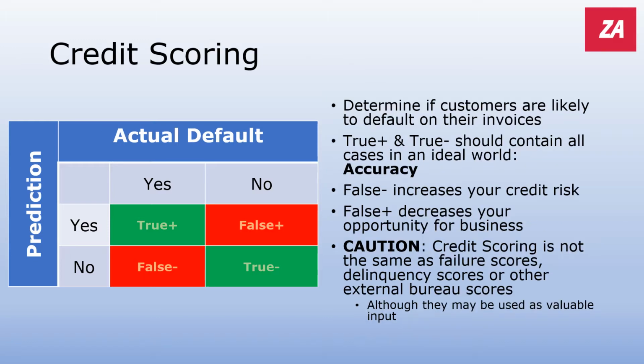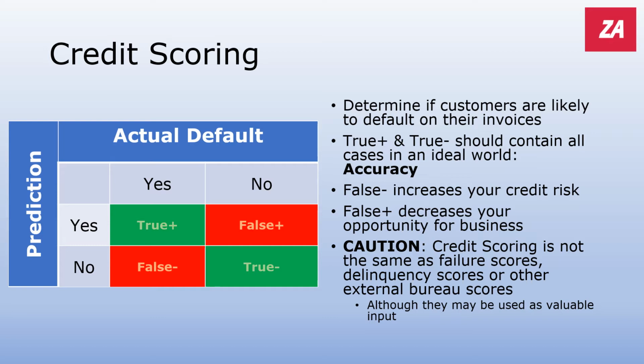Credit scoring, or basically a model to help you determine if a customer is likely to default on their invoice, is one of the models where accuracy is very important. You want to be as accurate as possible in determining if a customer that is predicted to default actually defaults or not. Why? If you have too many false negatives, it increases your credit risks because you're accepting customers that are not paying their bills. Too many false positives decreases your opportunity for business because you're denying too many people business that could actually bring you revenue. So in this case, you're really focused around the true positive and the true negative, and you want to minimize the false positives and the false negatives.